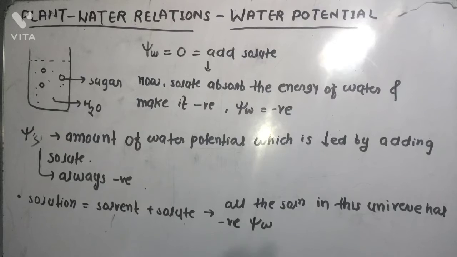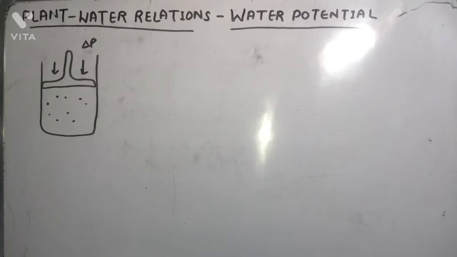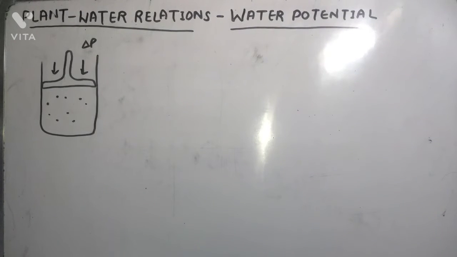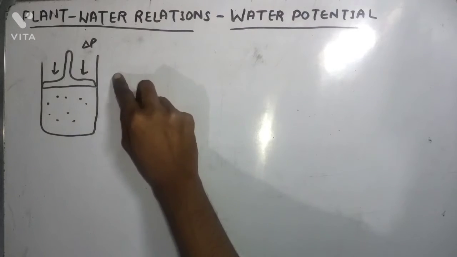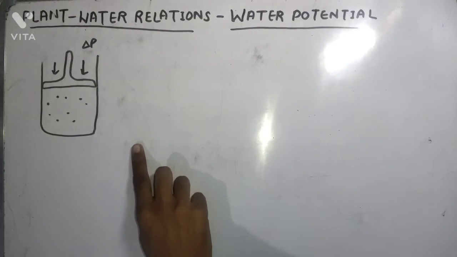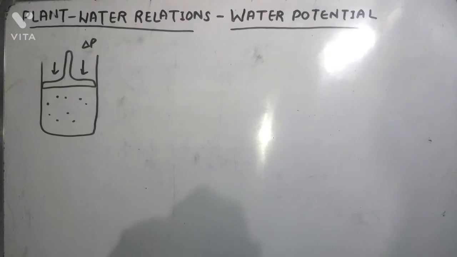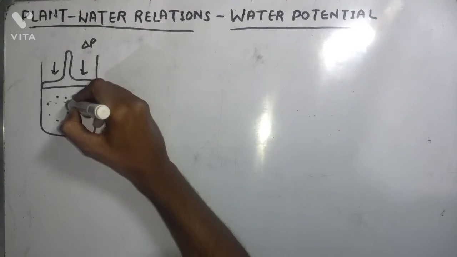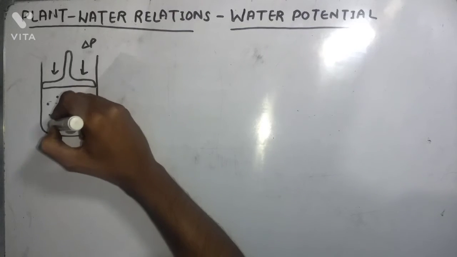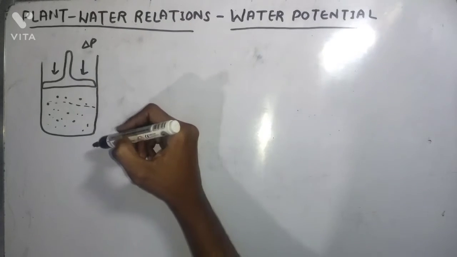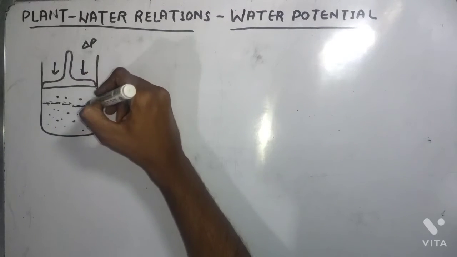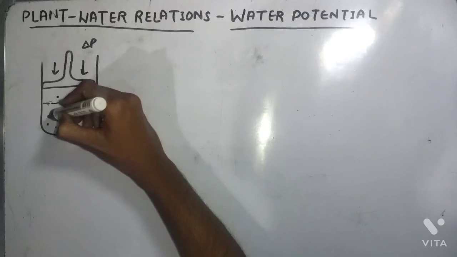And now let's look at pressure potential. Now we are trying to understand the pressure potential. To understand it, let's look at the diagram again. There is a solution, and I am pressing the solution with some extra pressure. So what will happen? The volume will decrease, and these molecules will get closer. The collision between the molecules will increase, because the molecules are now much closer and compact.